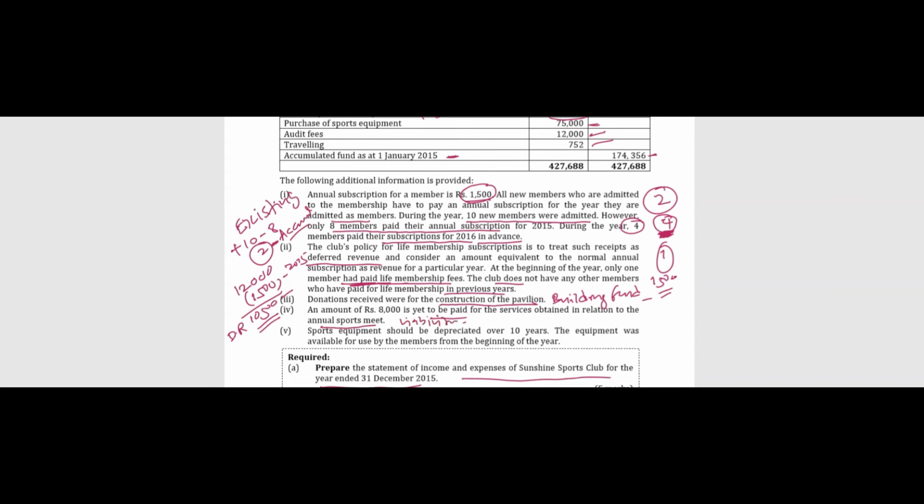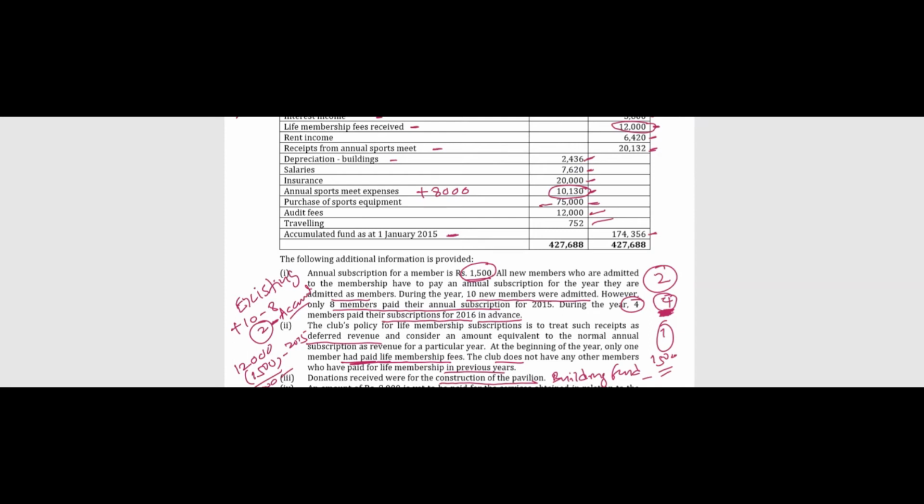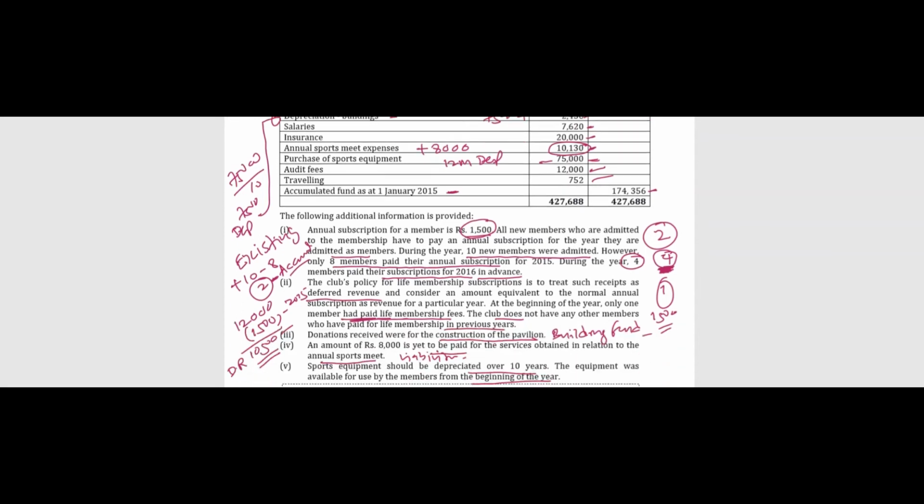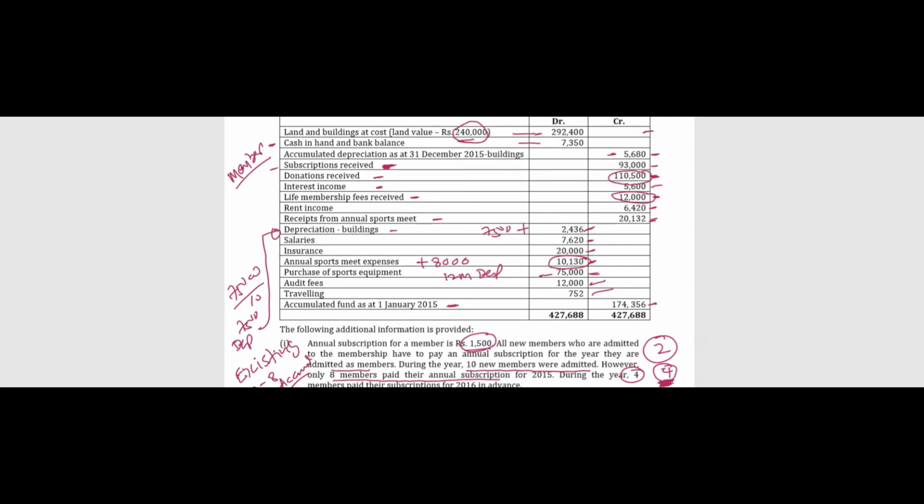The final point is sports equipment should be depreciated over 10 years. The equipment was available for use by the members from the beginning of the year. So which means this 75,000 asset purchase was purchased at the beginning. So therefore you can charge 12 months depreciation on this. So 75,000 divided by 10 will be 7,500 depreciation. Okay, so this has to be added to the depreciation, which is 7,500 plus the building depreciation 2,436. Okay, so these are the adjustments to be made on the trial balance.